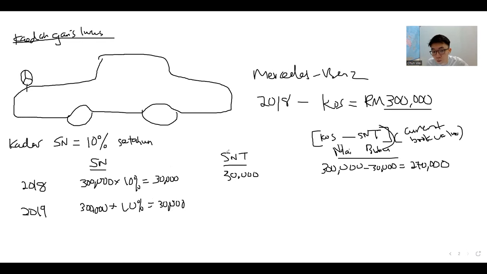But for the susut nilai terkumpul, you have to use 2018's 30,000 plus this year's 30,000. Then your susut nilai terkumpul will be 60,000. So in conclusion, what is SNT? SNT means you add up all the susut nilai together. You kumpul semua susut nilai together, then it is called SNT. You get it now? So from here, what will be my nilai buku now? You can use 300,000 minus 60,000. The cost minus this year's, the latest SNT, 60,000. How much will you get?